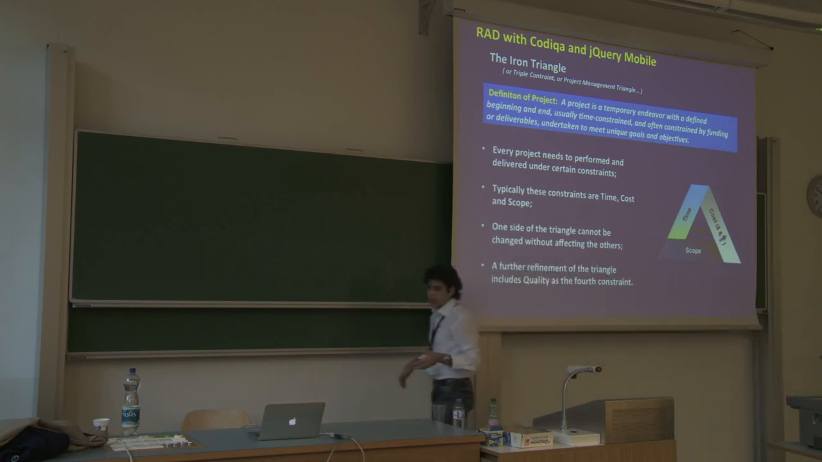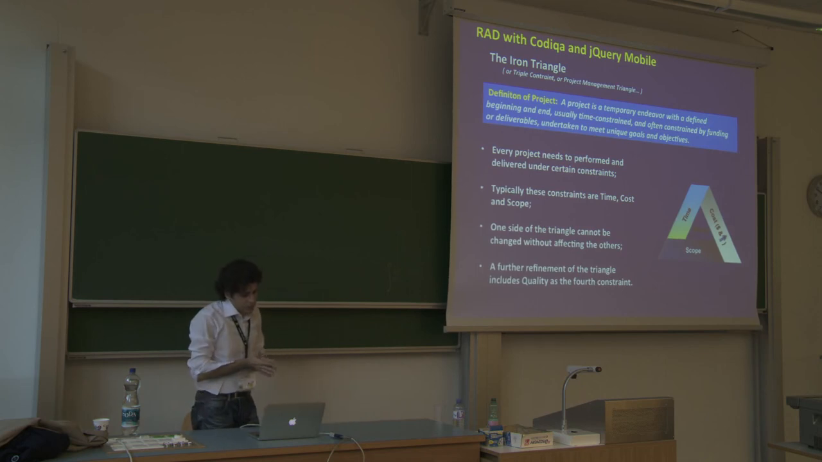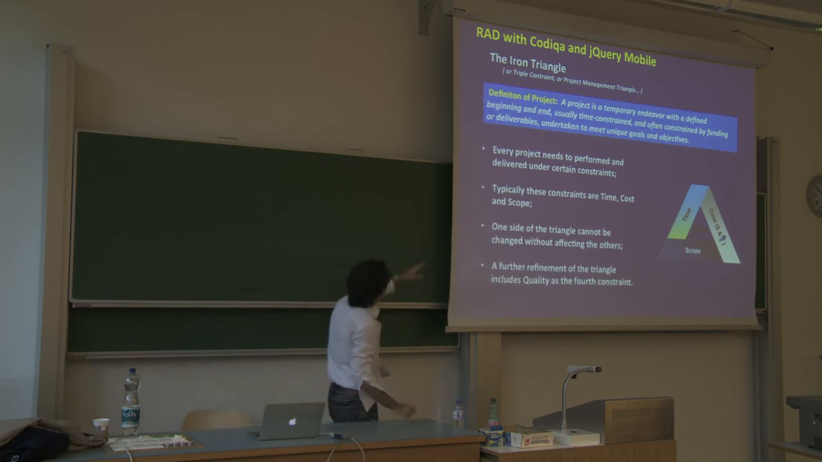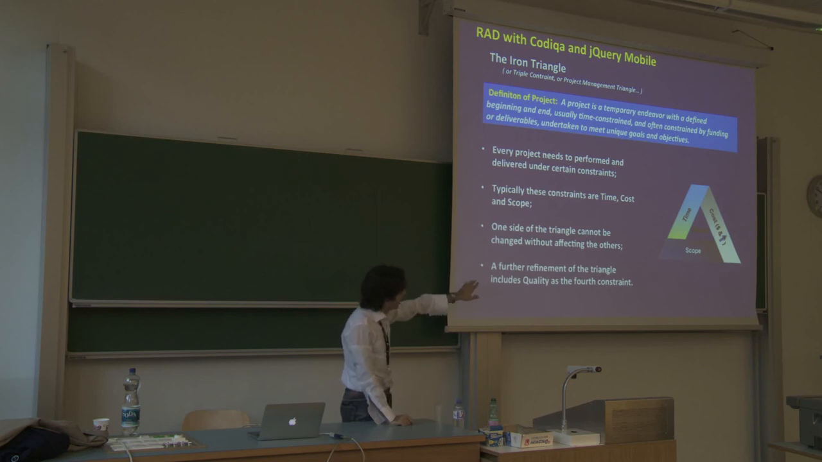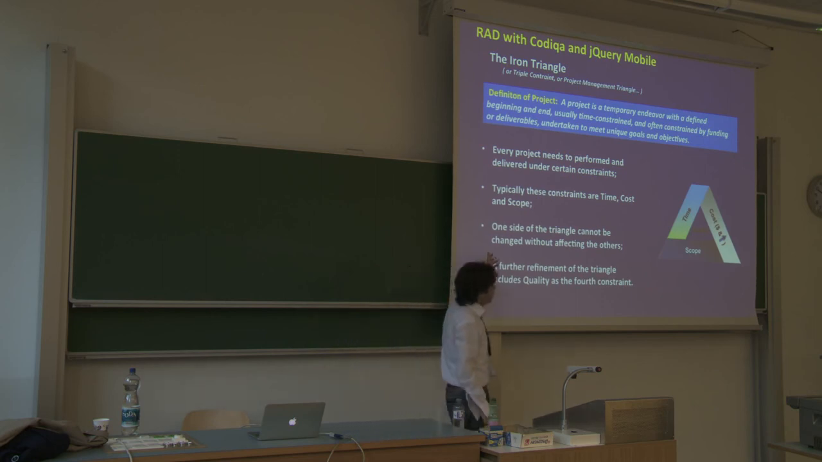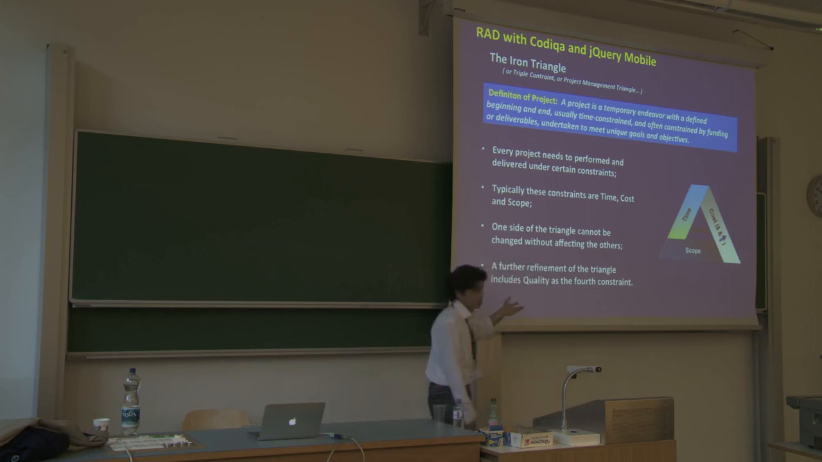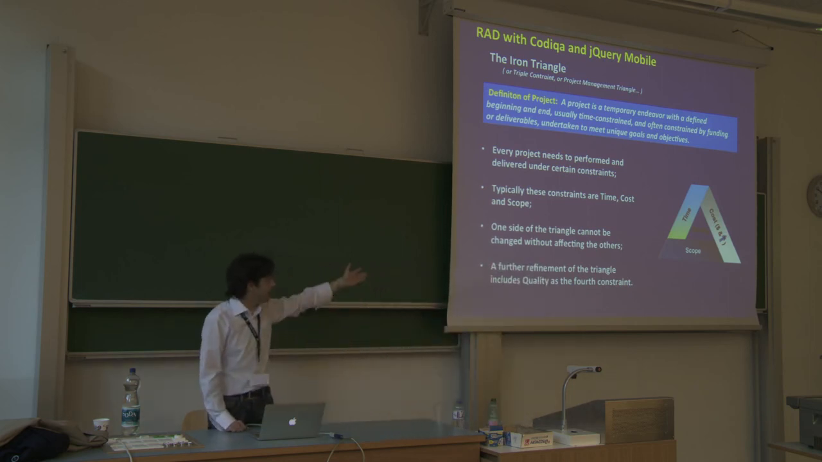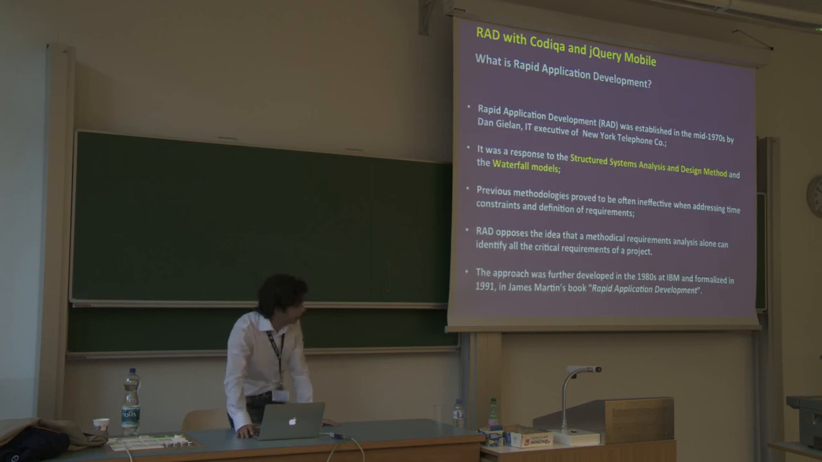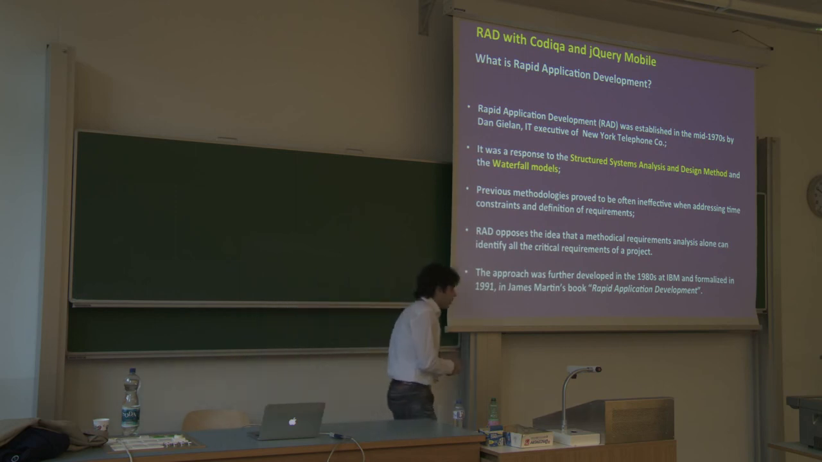So, as you can see here, every project needs to be performed and delivered under certain constraints, and the main ones are time, scope, and cost. One side of the triangle cannot be changed without affecting the others, and sometimes we have some sides which are fixed, like when you're working on a budget. And if we want to go to a further refinement, we have quality as a fourth constraint, which is anyway dependent on these three sides of the triangle.